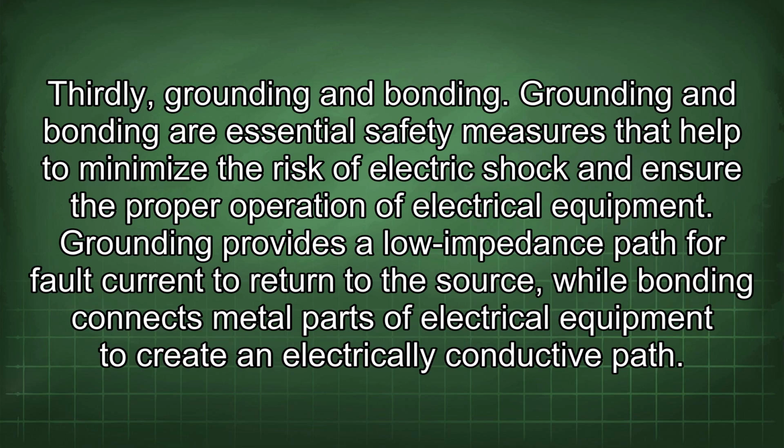Thirdly, grounding and bonding. Grounding and bonding are essential safety measures that help to minimize the risk of electric shock and ensure the proper operation of electrical equipment. Grounding provides a low impedance path for fault current to return to the source, while bonding connects metal parts of electrical equipment to create an electrically conductive path.